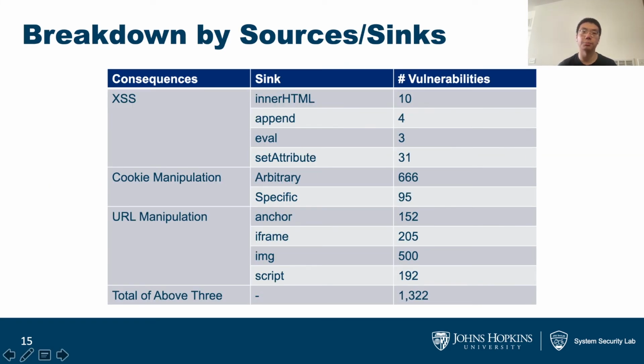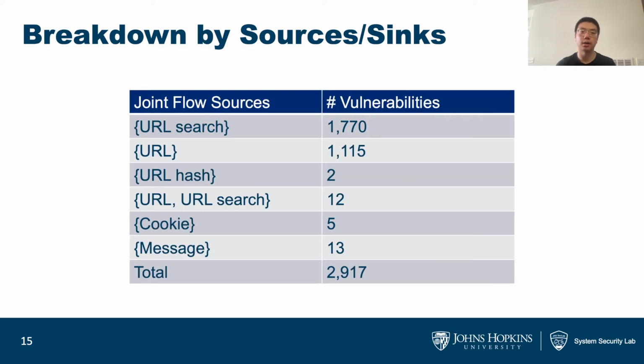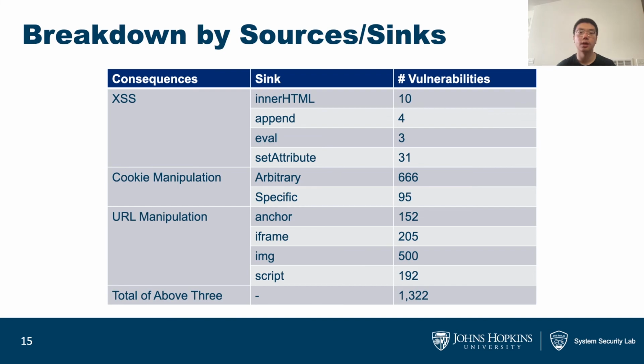This slide is about the breakdown by sources and sinks. For the sources, there are joint flow sources, namely URL search, URL hash, URL and URL search, cookie, and message, with URL search being the most prevalent one. As for the sink part, the consequences have multiple sink types, namely cross-site scripting has 4 sink types: innerHTML, append, eval, and script attribute.